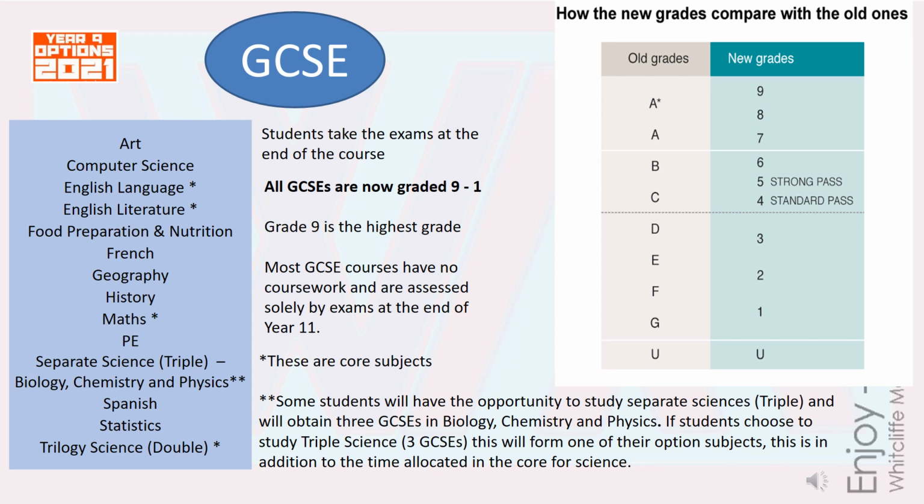The asterisks are the core subjects, and some students will get the opportunity to study the separate sciences. That's triple, that's the biology, chemistry and physics. They are each individual GCSEs, and if students choose to do this, then that will form one of their options alongside the core that they would take as normal for the science that we offer in school.